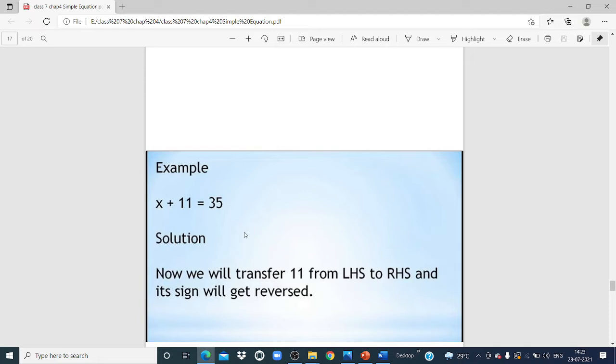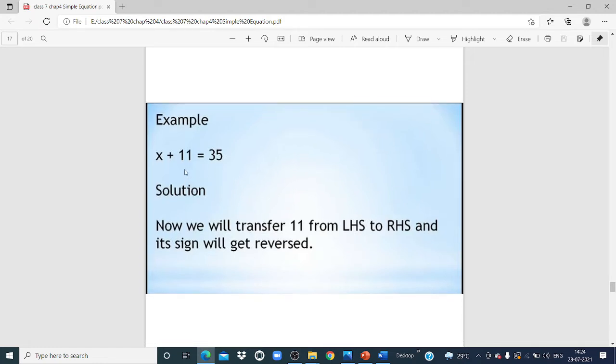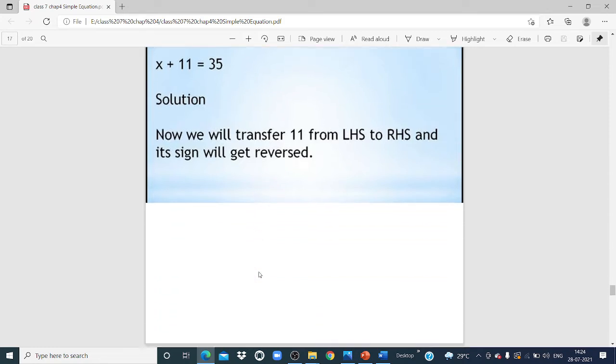What is the example? X plus 11 is equal to 35. So now here we can see this is your LHS and this is RHS. So in the LHS we have a variable as well as a constant, right? So what we have to do, we have to transpose this plus 11 to the other side so that the variable is on the LHS and the constant numbers are on the RHS. So now we will transfer 11 to the RHS.